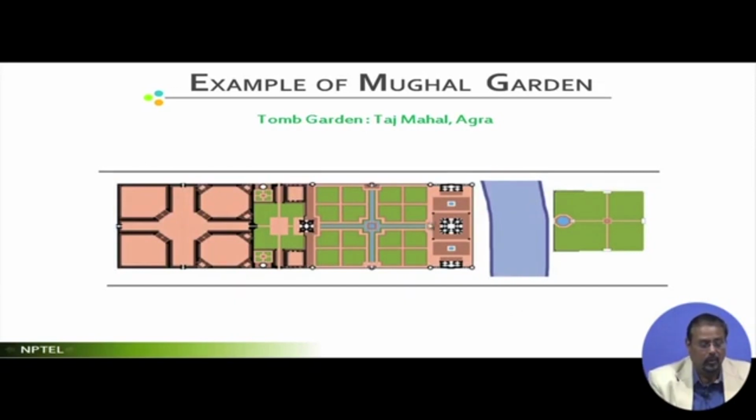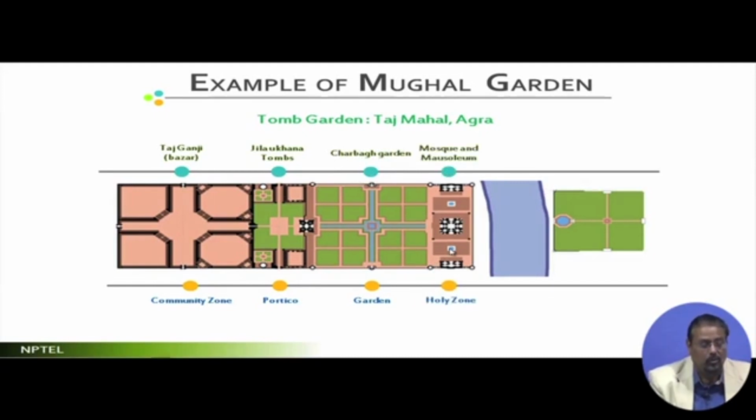This is the Yamuna river, this is the tomb, you have the entry, you have a large plaza from where you enter, and then ultimately this is what it is. In fact, in this garden, Taj Mahal, the Char Bagh or the 4 squares have been made really square. In other gardens there have been some variations. So, it is a community zone, called Taj Ganji Bazaar. This is the portico from where you enter. Then we have the garden. Then we have the holy zone, with the mosque and mausoleum.